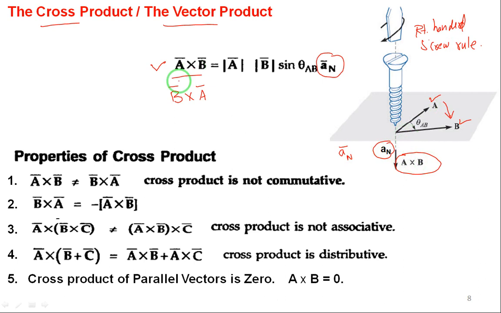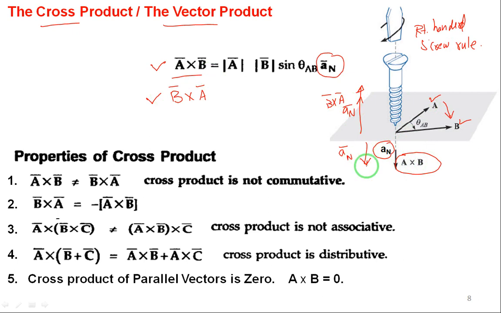And if instead of taking A cross B, I take B cross A, what will happen? Once again, the multiplication of their magnitudes, magnitude of vector B, magnitude of vector A, sine of the angle theta between them, and the AN vector. Here, the AN vector is in the downward direction for A cross B, but for B cross A, the unit normal vector will be in the upward direction. That's all. The direction gets reversed, right?